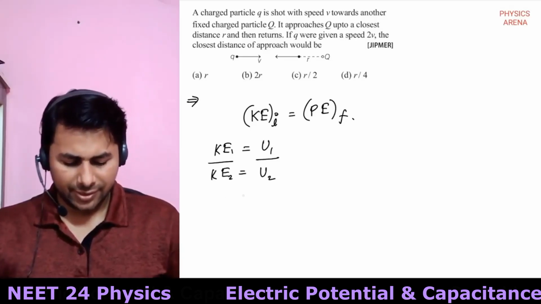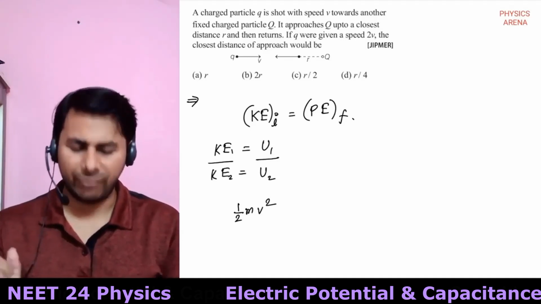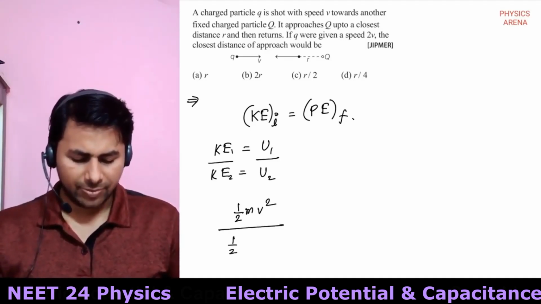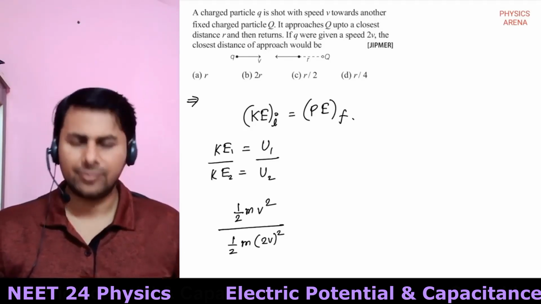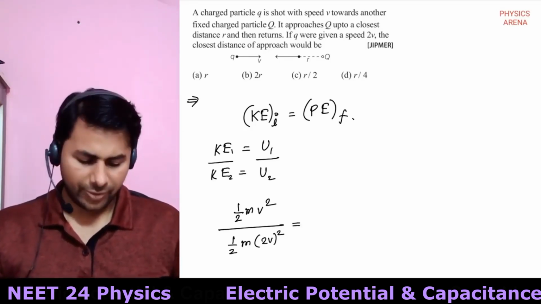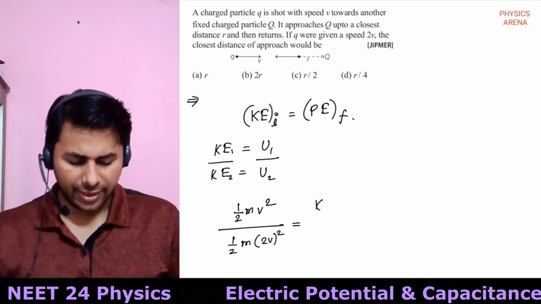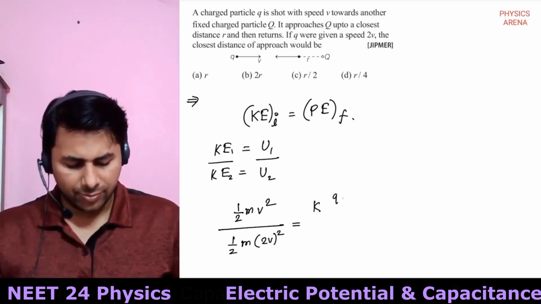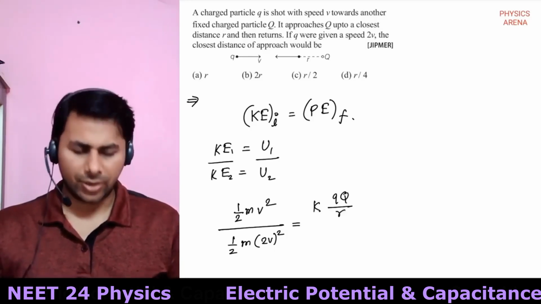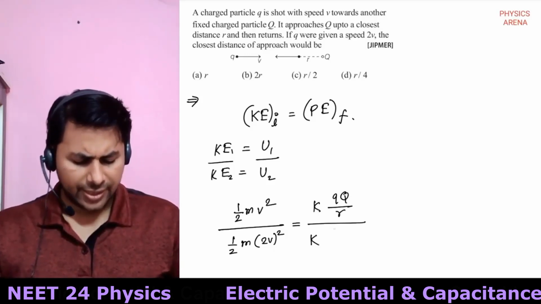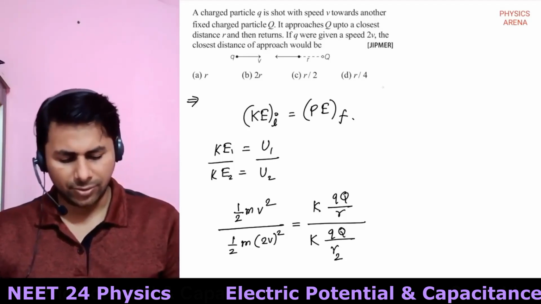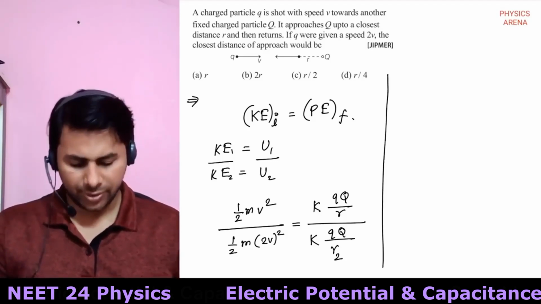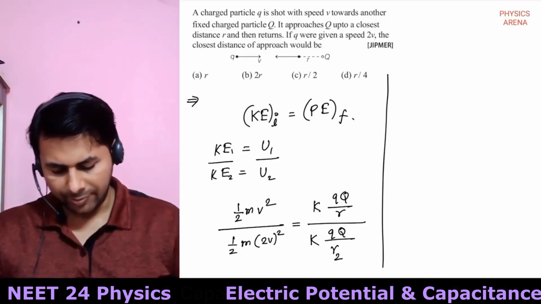So what is kinetic energy? It's half m v square. So in the first case it is half m v square. In the second case it is half m into (2v) square. In the first case the potential energy is k multiplied by Q times q upon r. You can call that r1. In the second case it is k into Q times q upon r dash or r2, and that r2 we have to find out.